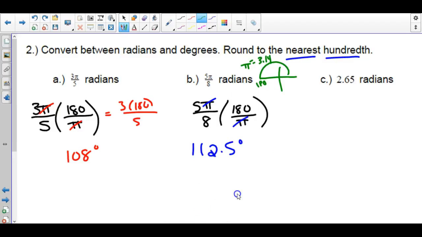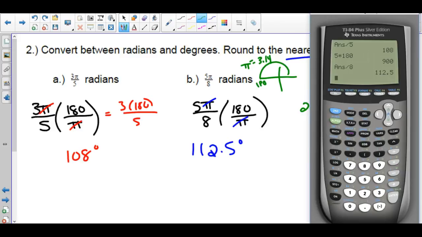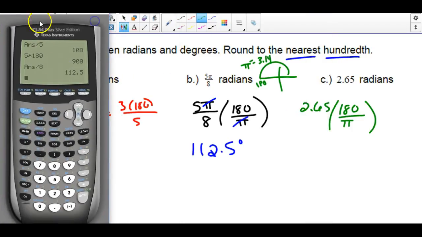So in the calculator, before I do that, if I can get the setup, I would still take my 2.65 and have my conversion of 180 over pi. But what's different about this is there's no pi on my numerator to cancel. So when I do this problem, I'm going to take my 2.65 and multiply by parentheses, and this is where I'm just going to throw my 180 divided by pi, and pi is second in the little up arrow here, and I'm going to get 151.83 degrees.